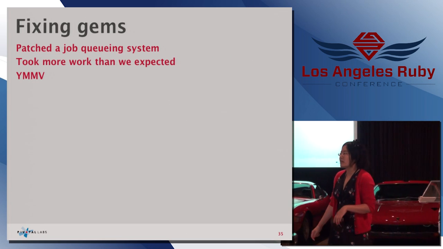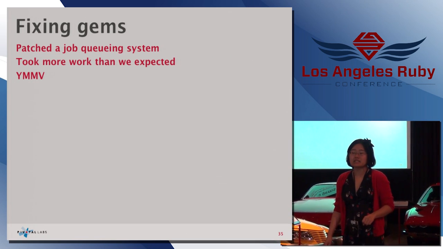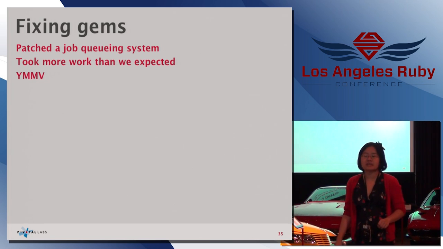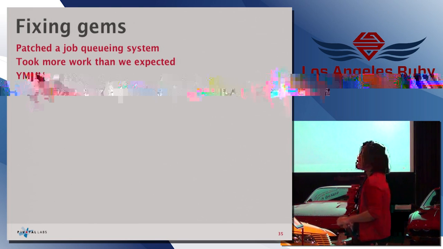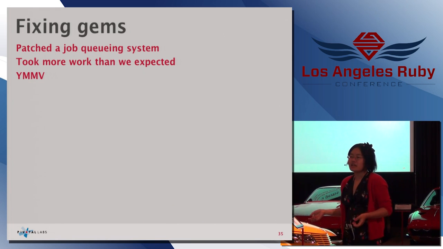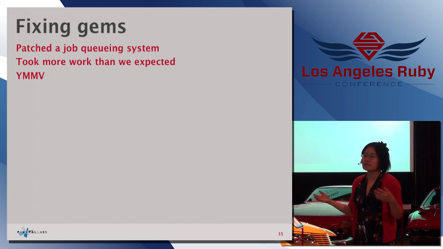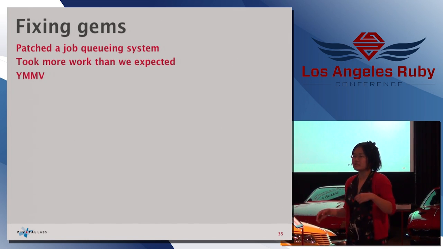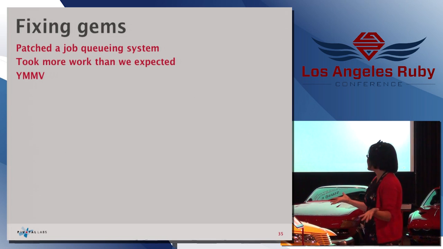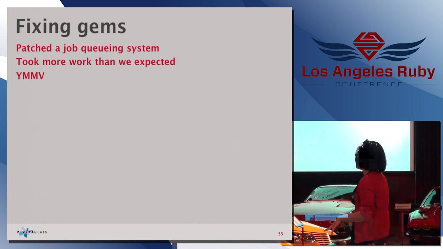In my experience, on my project, we actually tried to patch a gem called Q Classic, which is a lightweight job management system developed by Heroku. It actually took more work than expected, which was a bad thing. The reason it took so long was that we were doing some complicated database transactions, and the way you interact with the database is really different with C extensions in MRI and the Java-based database adapters. But the caveat is your mileage may vary.